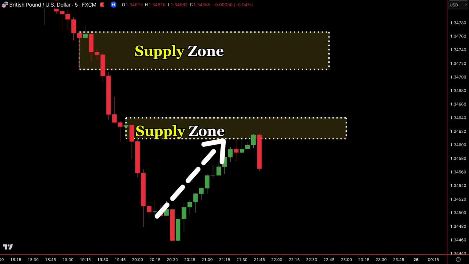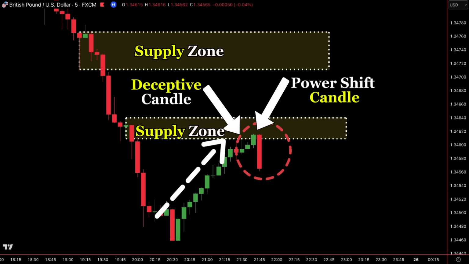Right here we get our signal. The first candle is a deceptive candle, but the one that really matters is the second one, a bearish power shift candle. It completely engulfs the previous bullish candle and closes near its low. That's our clue that sellers have just stepped back in and shifted control of the market.